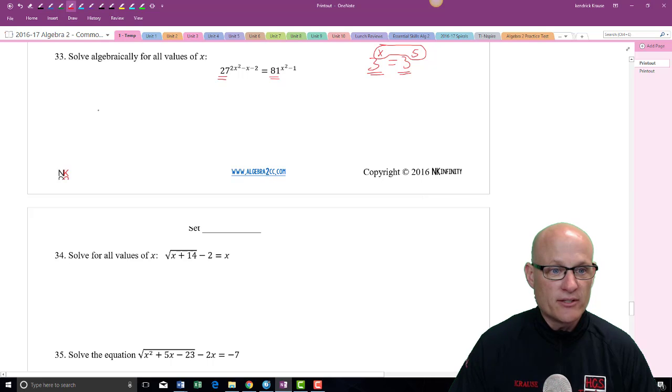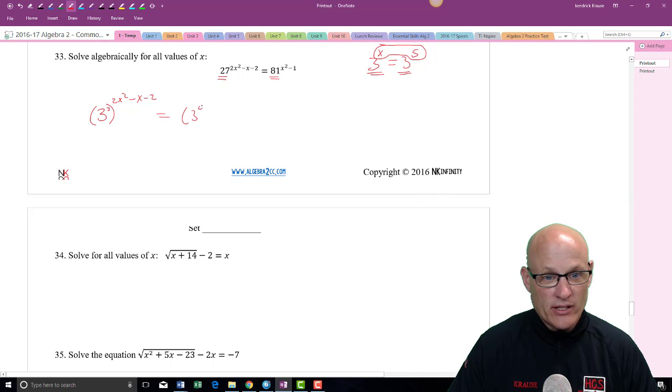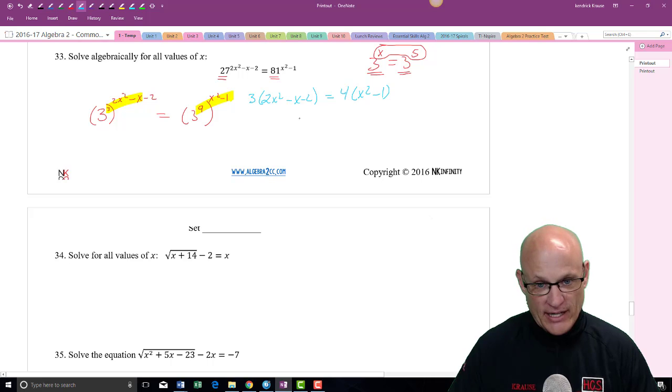So instead of 27, it will be 3 cubed to the 2x squared minus x minus 2. And on this side, 81, believe it or not, is 3 to the 4th, to the x squared minus 1. Well, once I have that, now all I got to do is set the exponents equal to each other. And remember, that's a 4, not a 9. So 3 times 2x squared minus x minus 2 is equal to 4 times x squared minus 1. And that's now my new equation I need to solve.